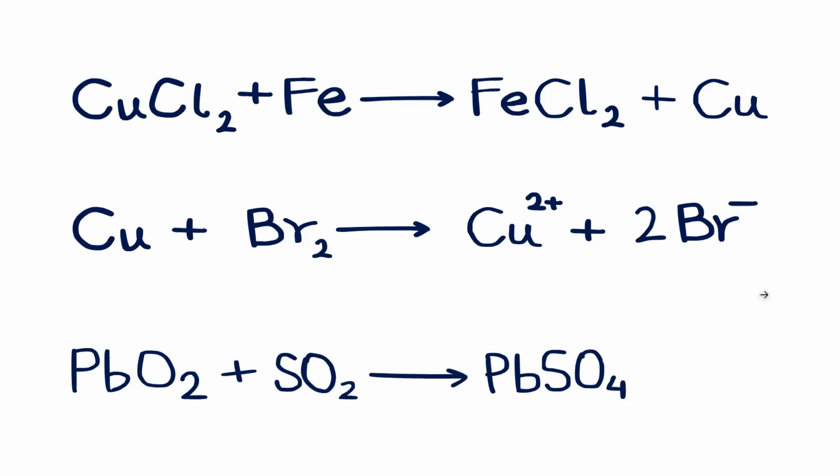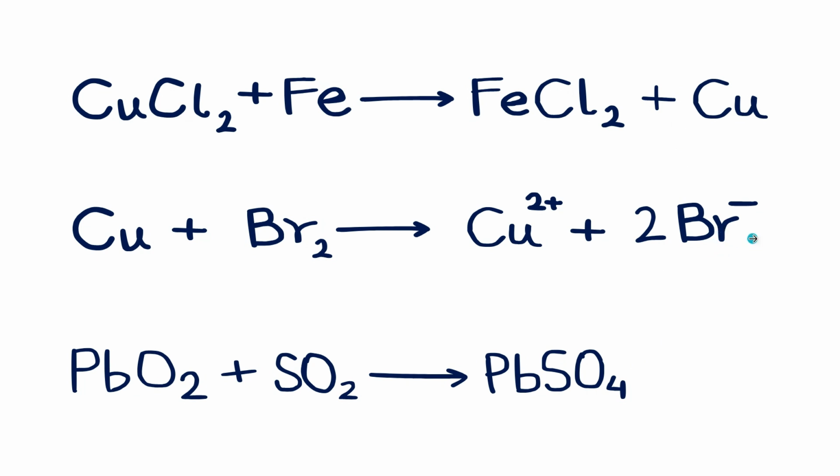Now, what I want you to do is to pause the video and work out the species in each of these three reactions that gained electrons, the species that lost electrons, the oxidizing agent, and the reducing agent. Go on, pause the video.